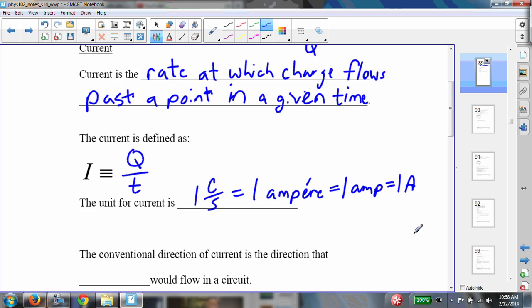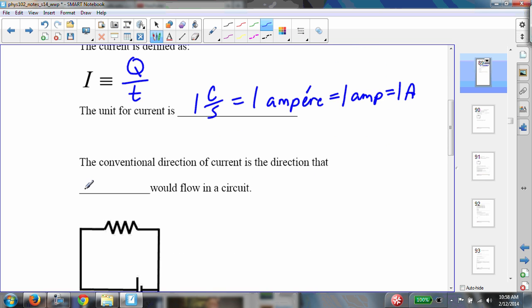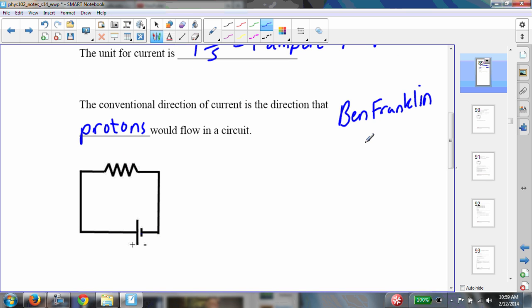Now, the conventional direction of current is the direction that protons would flow in a circuit, or positive charges. The reason for this goes back to Benjamin Franklin, who did a lot of the foundational work in electricity and how we use it today. He thought that protons flowed and not electrons. And so when he developed how we see circuits today, he developed it with the idea that protons are moving through the wire, not electrons. So whenever we talk about current flowing, we're going to imagine that instead of electrons, as we know they are, they're actually protons.